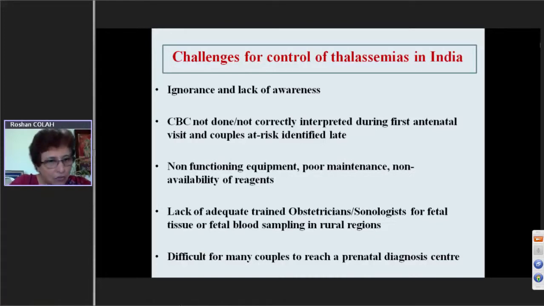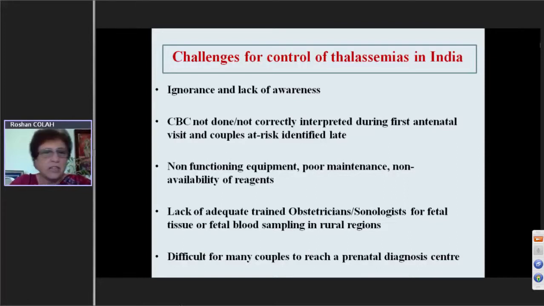Secondly, the blood count is not done or not correctly interpreted during the first antenatal visit. Often only the hemoglobin gets done, but it's very important that the whole CBC should be done, and somebody should interpret the CBC correctly and advise for hemoglobin analysis. Because often couples then come very late when nothing can be done.